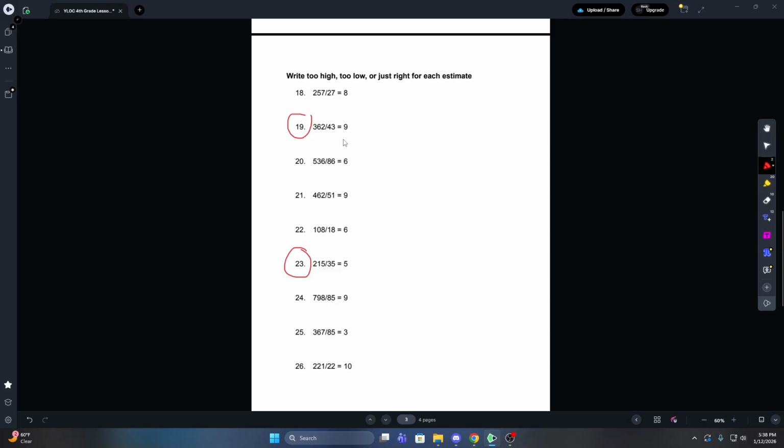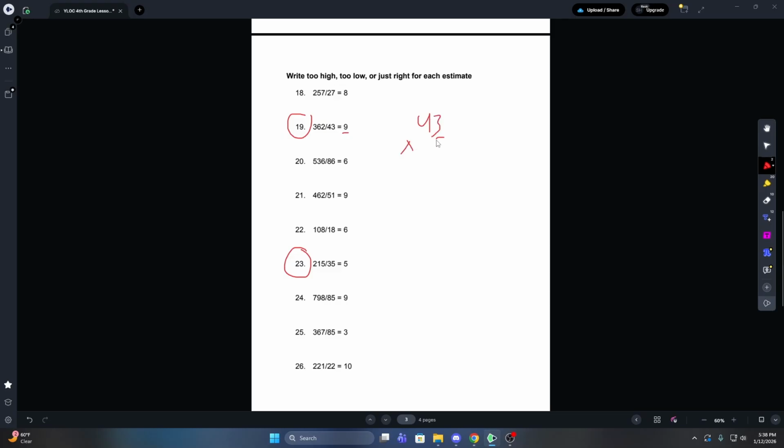However, instead of doing all of that division, I'll teach you an easier way. If 362 divided by 43 gives you 9, that means you can work backwards and say 9 times 43 gives you 362. So we're going to try that. Of course, this is an estimate, so we'll see if that answer is less than or greater than 362.